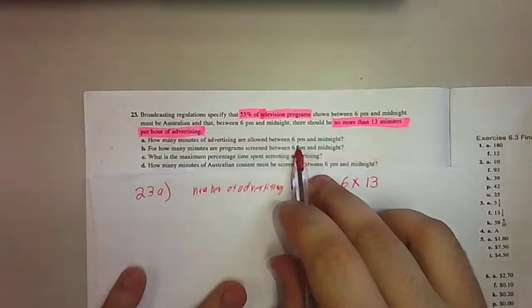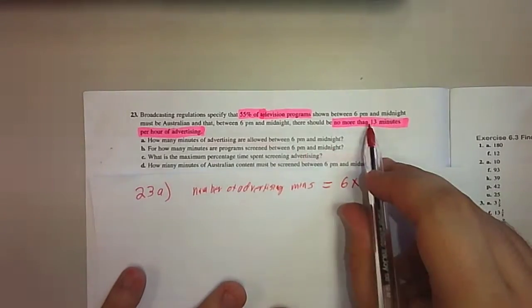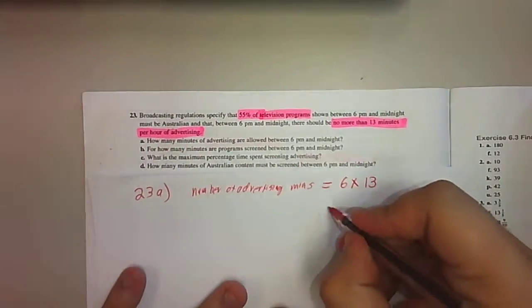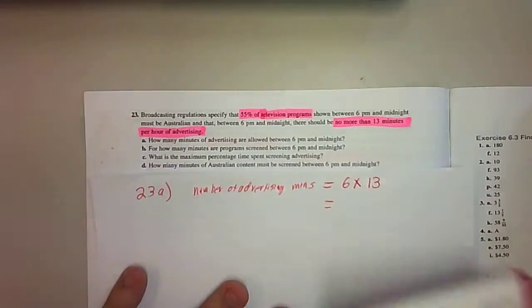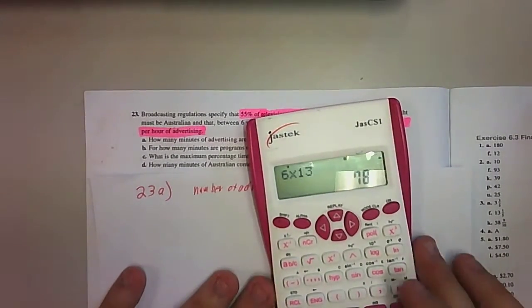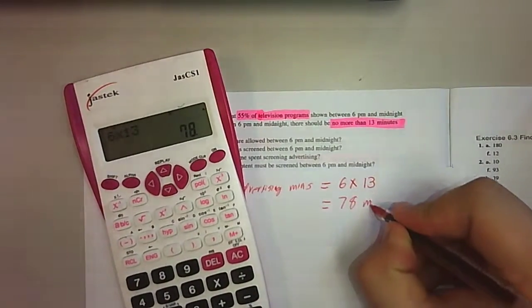The reason it's 6 is because there's 6 hours between 6 p.m. and midnight. And the reason I've said 13 is because they told me 13 minutes of advertising per hour. Okay. If you take out 6 times 13, you should get 78. So 78 minutes.